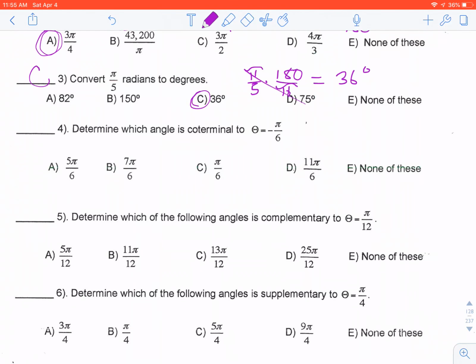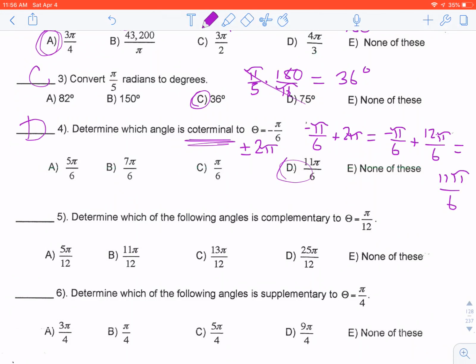Number 4, determine what angle is coterminal to theta equals negative pi over 6. So coterminal, remember, when it's radians, you are just adding or subtracting 2 pi to find another angle where it ends. Okay, so I'm going to start with adding it. So take negative pi over 6 plus 2 pi. You need your common denominator. So negative pi over 6 plus 12 pi over 6, that's your common denominator, gives you 11 pi over 6, which is a solution. So number 4 is D.